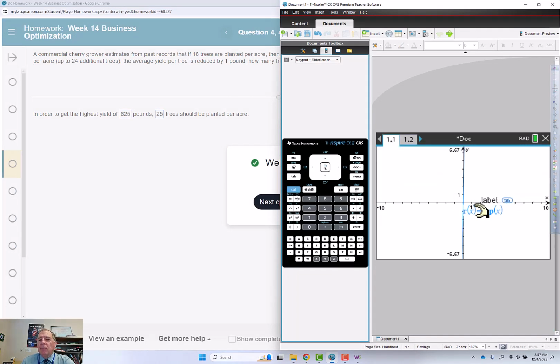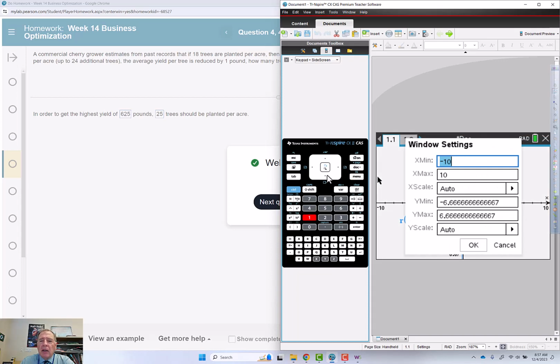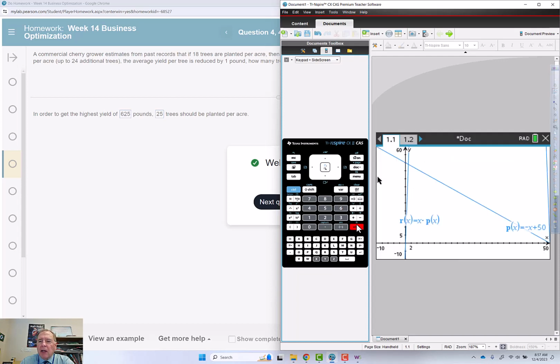Now, if you want to learn how to set a good window, for my demand function, we're going to go ahead and set in -10 to... they said 18 trees plus 24 more additional, so let's go up to 50 by 2s. And then we know that the y-intercept is going to be 50. So I'm going to put in a little bit of extra leg room, tick marks every 5. So there's a nice picture of my demand curve.